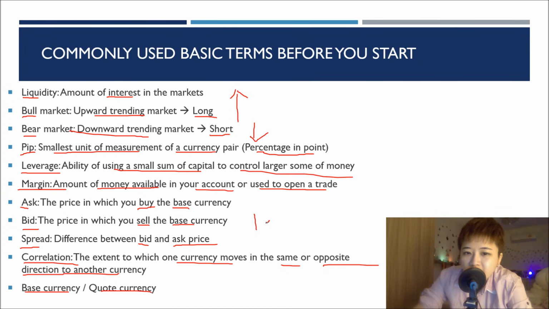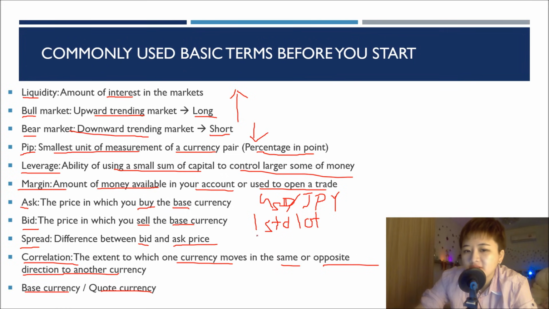So for example, if today you are buying one standard lot, later on you will understand what it means by one standard lot. If you're buying one standard lot of dollar yen, let me write this properly, dollar yen, what you're doing is essentially buying one standard lot of the base currency, which is dollar, using yen, which is the quote currency. You're buying 100,000 units of US dollar using yen.